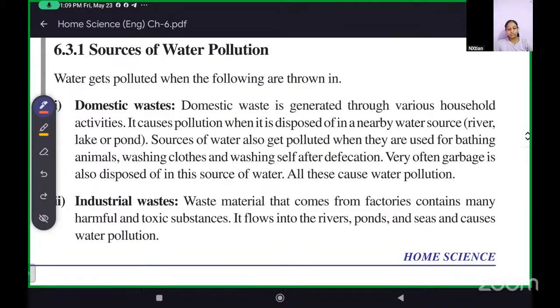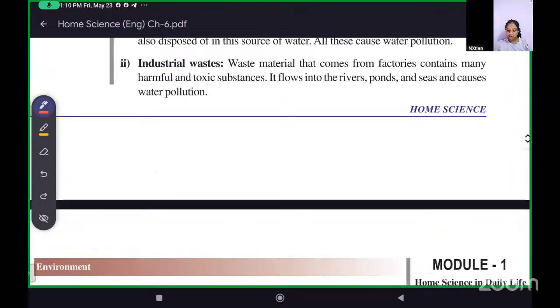All these cause water pollution. We throw our garbage in the water, bathe animals in the water, wash clothes. Some people also go to the lake to take a bath if it is close to their homes, which should not be done, okay, because it pollutes the water bodies. So, domestic waste.